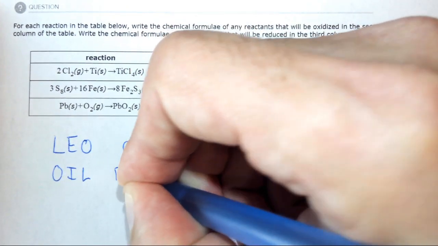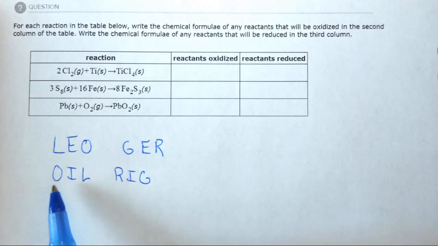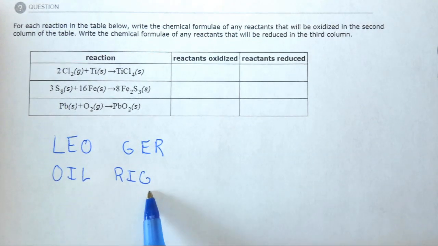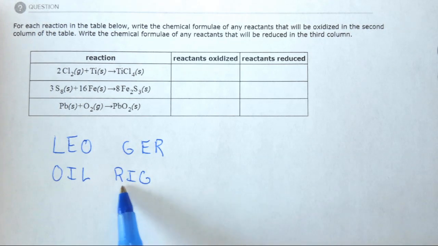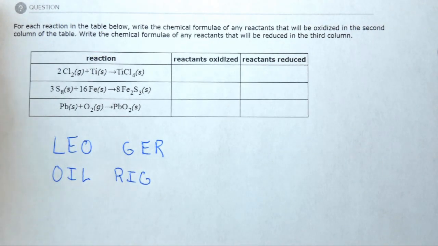Another one is oil rig. In an oil rig, you have oxidation is losing, reduction is gaining, and that's electrons. Oxidation is losing electrons, reduction is gaining electrons. So let's look at these quickly.